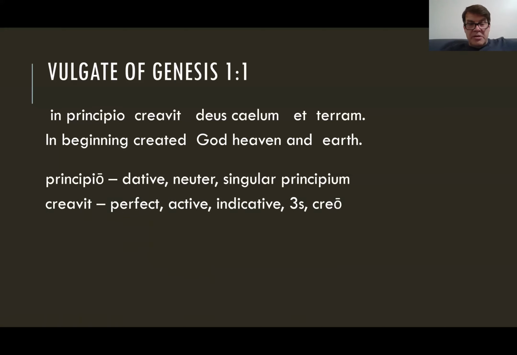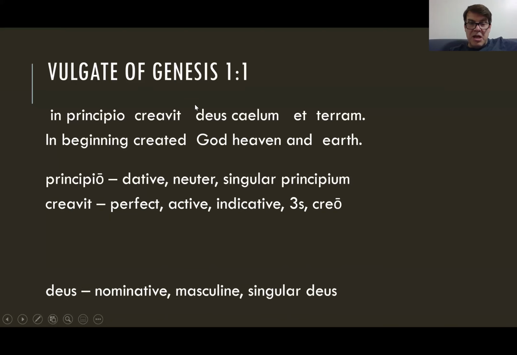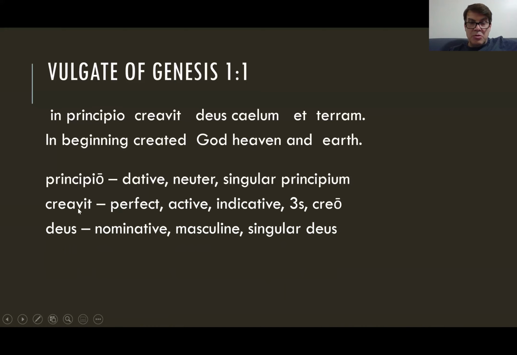Creavit is the verb, and the V indicates that it's perfect tense. So that indicates it's a past tense, and it's active. T is a third person singular. The verb is creo, to create. So if it's perfect, it's created. And if it's third person singular, it's he created. Could be she or it, but I know the subject is Deus, and Deus is masculine. So we'll say God created. Active, he's creating, he's not being creative. Indicative, it's a statement, right?